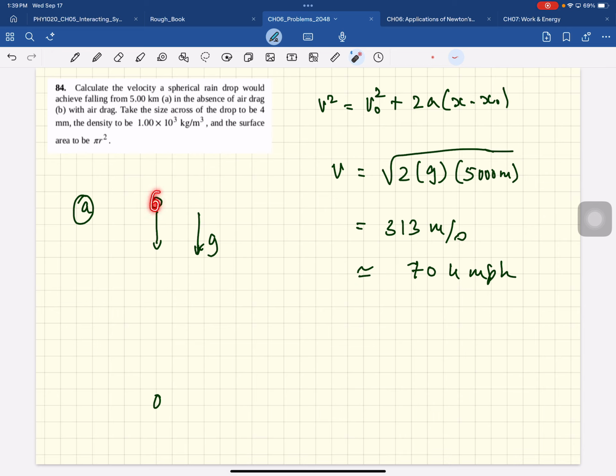So what happens? The raindrop falls, it starts speeding up, and the drag force increases. The drag force, you guys remember, is proportional to the speed squared: 1/2 c rho a v squared. So as it's speeding up, the drag force increases. Eventually, it equals the weight of the raindrop, and it reaches terminal velocity. So for part B, we'll calculate the terminal velocity of the raindrop.